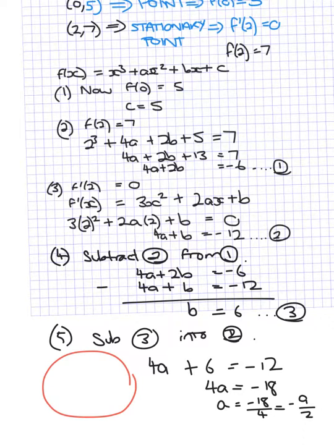So finally, just write out what values. You'd write that a equals negative 9 on 2, b equals 6, and c equals 5. Another question. When you did 4a plus 6 equals negative 12, should that be 4a plus 12 equals negative 12? No, I actually substituted it into equation 2, and equation 2 is 4a plus b equals negative 12. Okay. Cool.